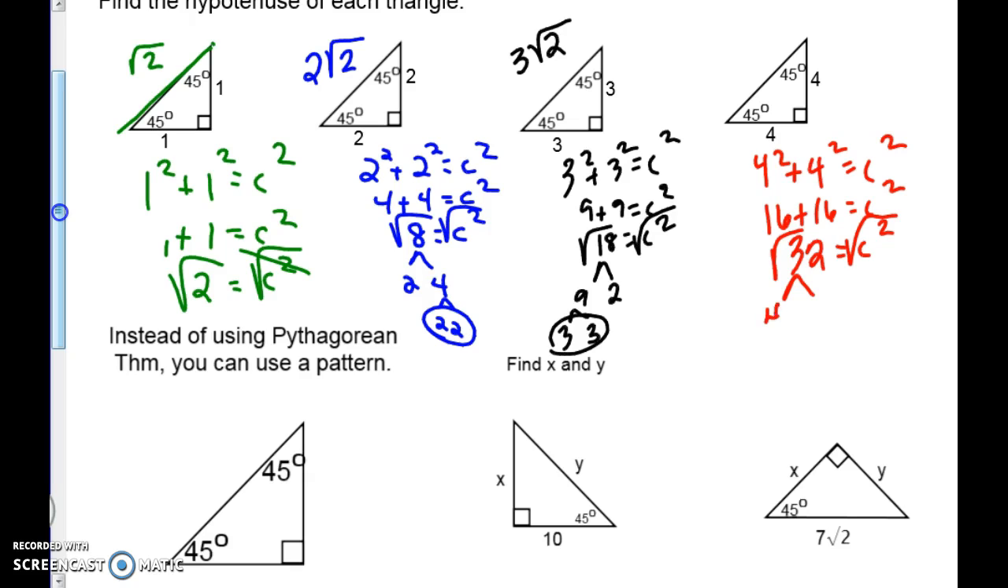4 and 8. 2 and 16. Either way is fine. 4 is broken down to 2 and 2. 8 is 2 and 4. 4 is 2 and 2. So I have a pair of 2's here, and I have a pair of 2's here. I have 2 pairs. What happens to those 2 pairs?